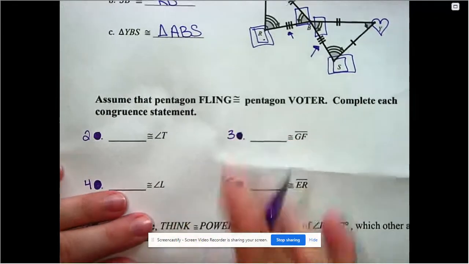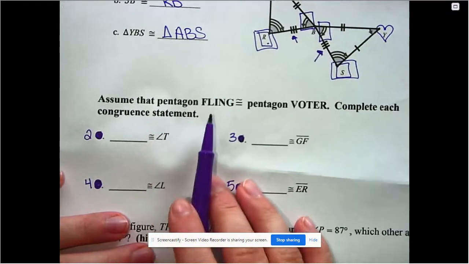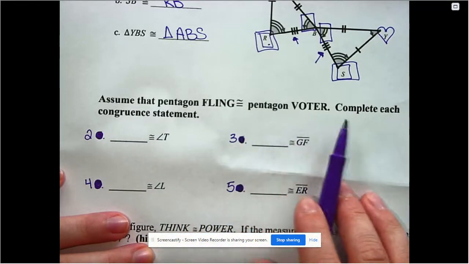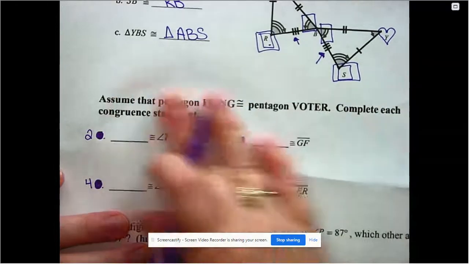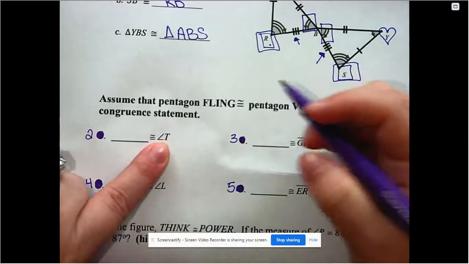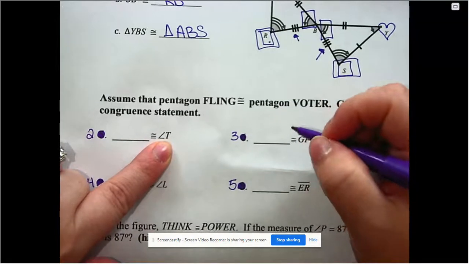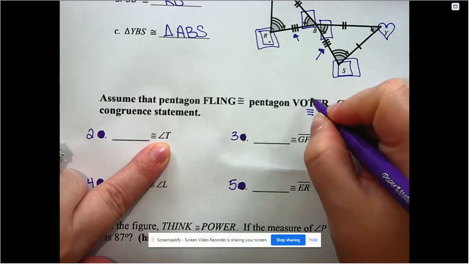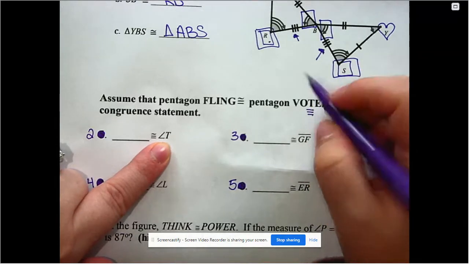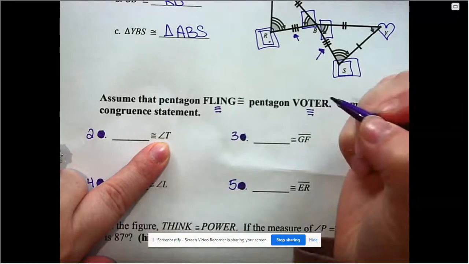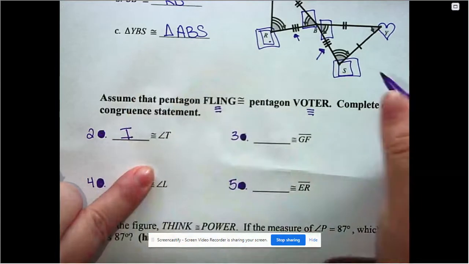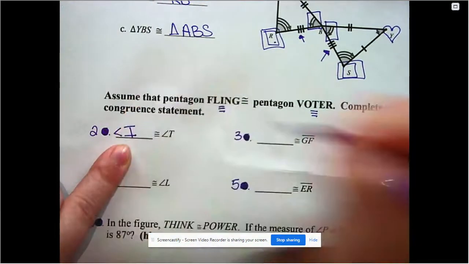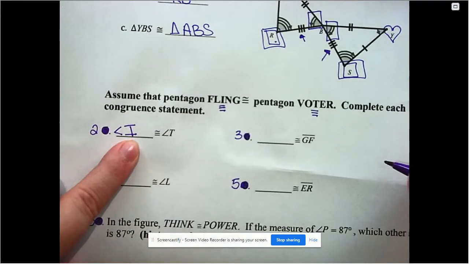Number 2, assume pentagon FLING is congruent to pentagon VOTER. So remember from the other video, angle T, recuerdas del otro video, ángulo T is the 3rd letter. Este es la tercera letra. Entonces la tercera letra en el otro lado es I. I is the 3rd letter and so is T. So these are congruent and this is angle I, ángulo E.